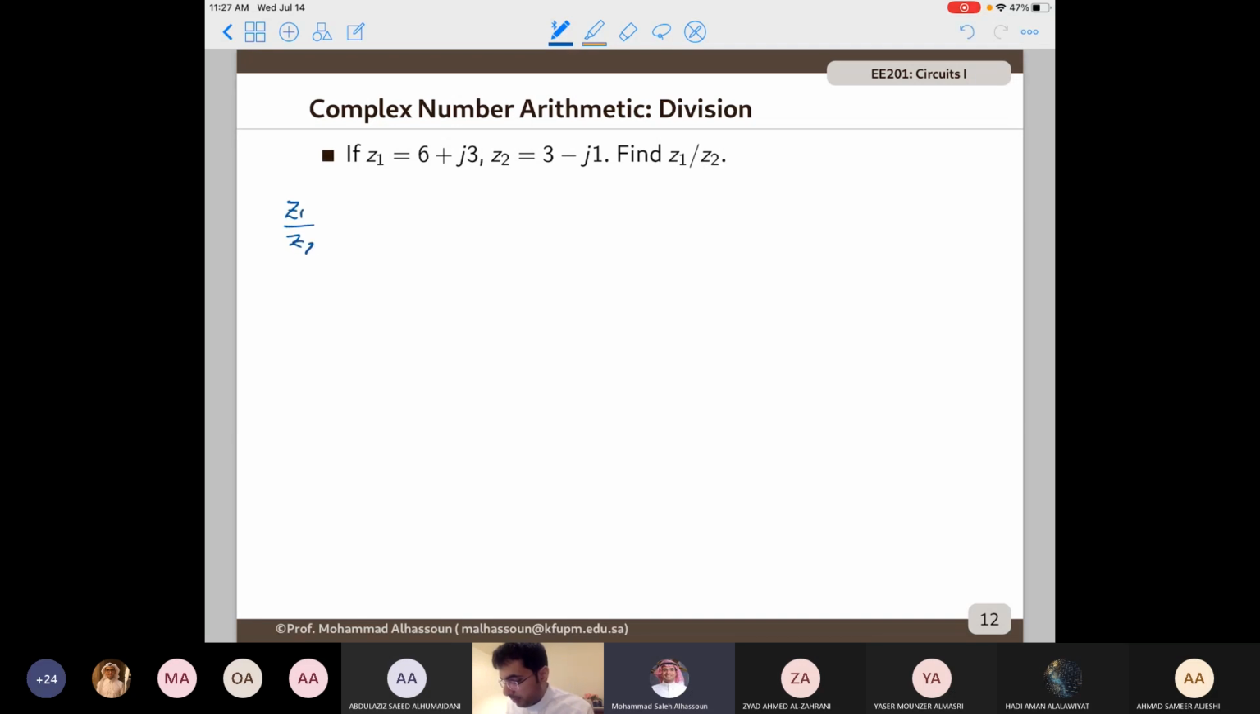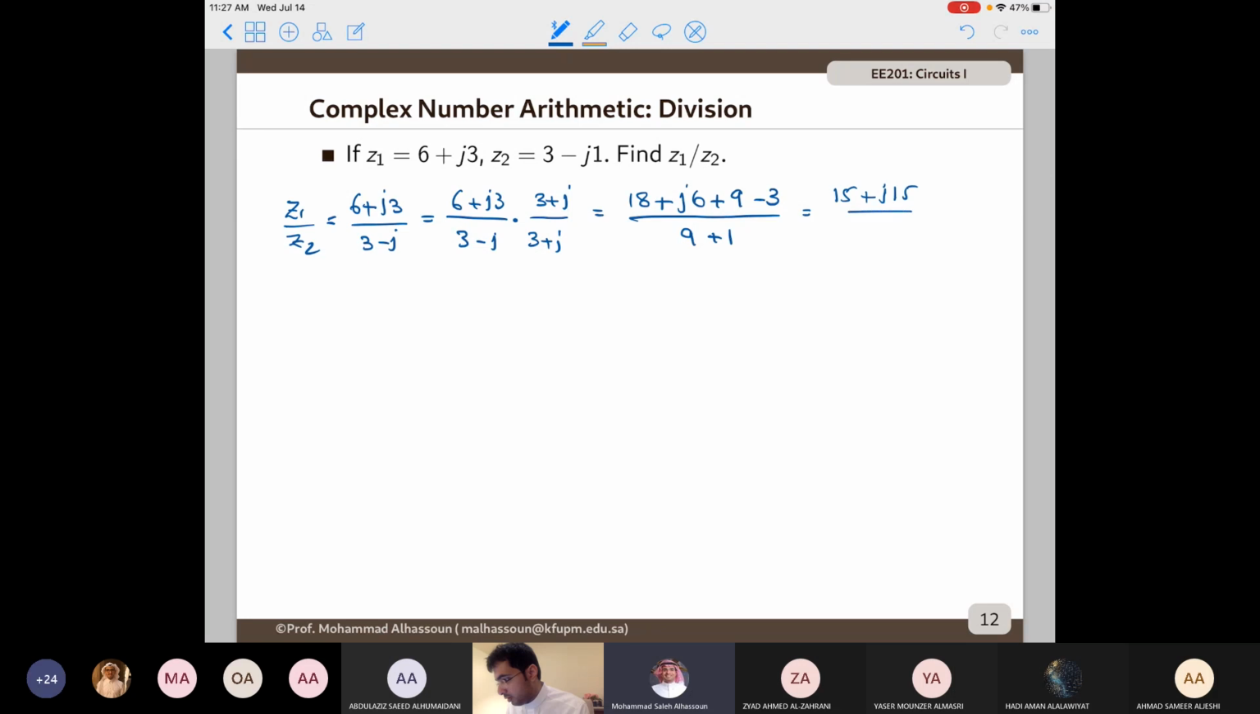The first one is you do it in rectangular form, but in this case, what you need to do is multiply both the numerator and denominator by the complex conjugate of the denominator. Okay, so this is the solution. In rectangular form, or in polar form, you take the amplitude of those, 2.12, 45 degrees.